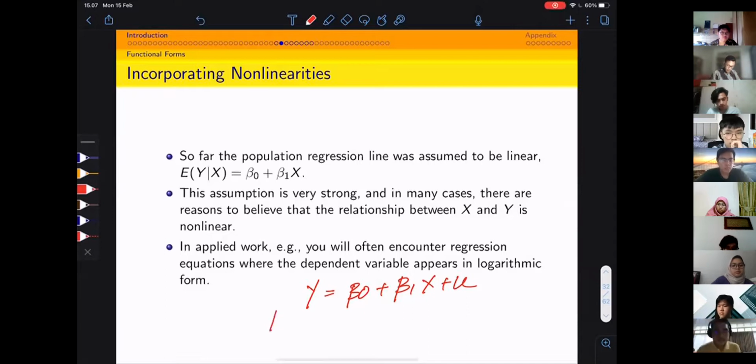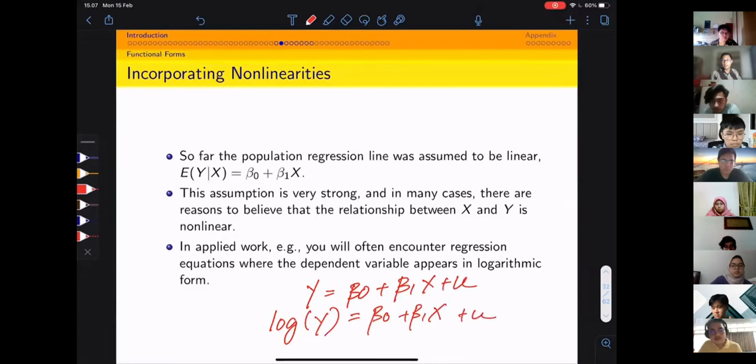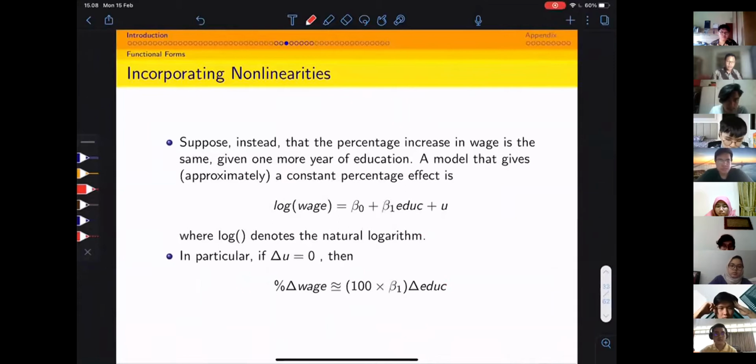Okay, so basically a logarithmic transformation is just log of y equals beta 0 plus beta 1x plus u. It's not the only transformation that's possible, given that we can also transform x into log of x. But this is just a preliminary introduction on how we can use the logarithmic transformation on y or the variable that we have in the model. Okay, so suppose instead that the percentage increase in wage is the same given one more year of education. So a model that gives approximately a constant percentage effect is the following.